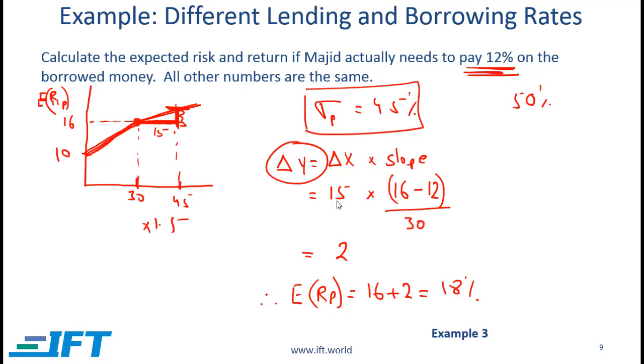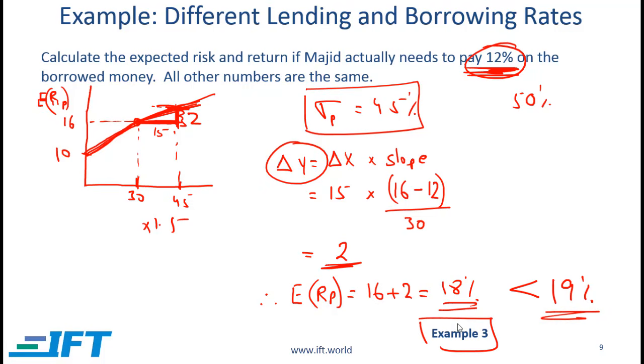The change in x is 15. The slope is 16 minus 12 over 30, where 16 is the market return, 12 is the rate that is being paid, and 30 is the market risk, and we've seen this before. So the change in y then is 2, and the expected return on the portfolio is 16 plus 2, which is 18. As expected, this number is less than what we came up with on the previous slide, and the number there was 19%. Now I want you to do example 3 from the curriculum.